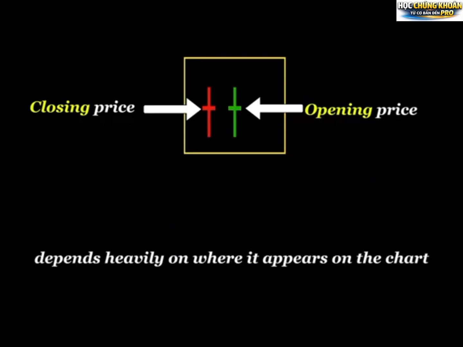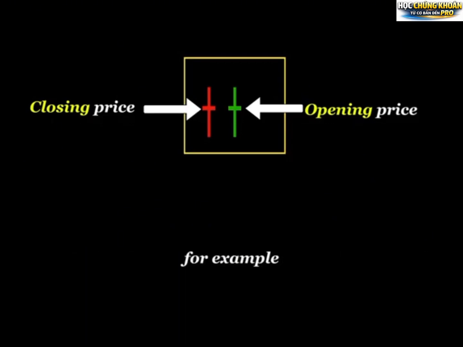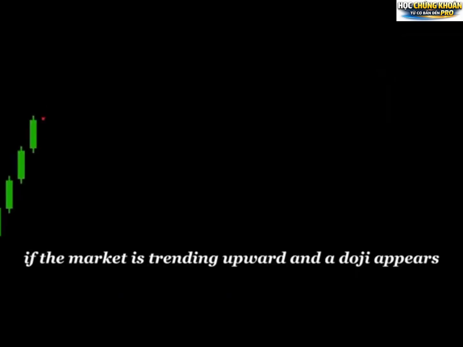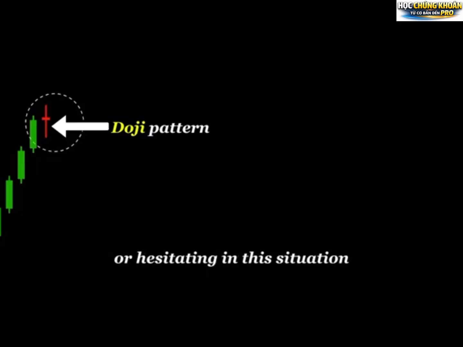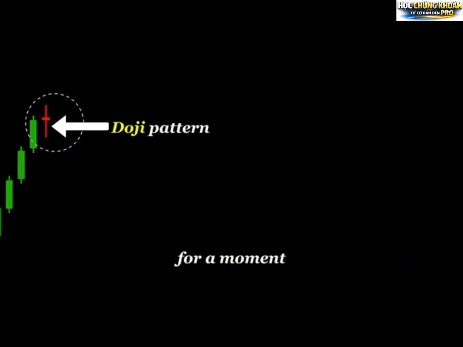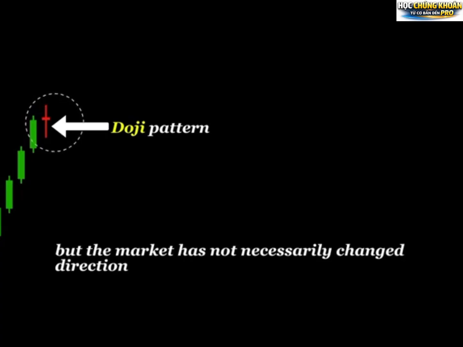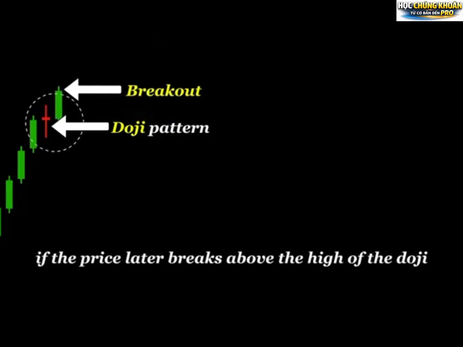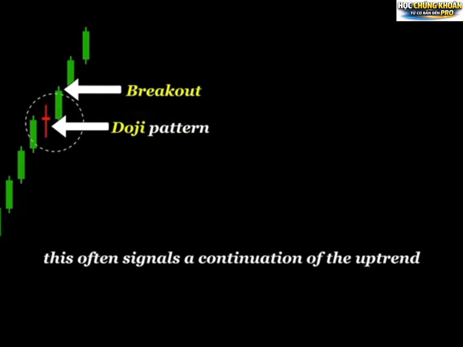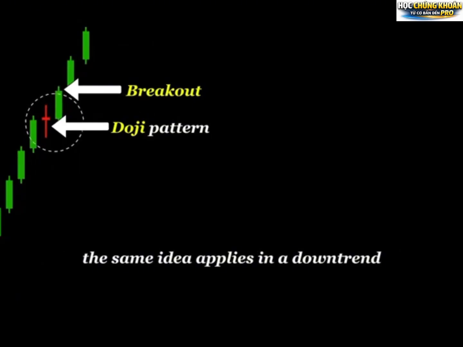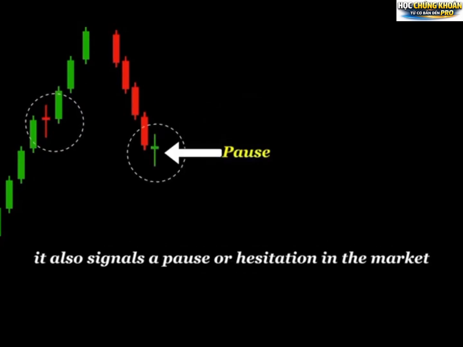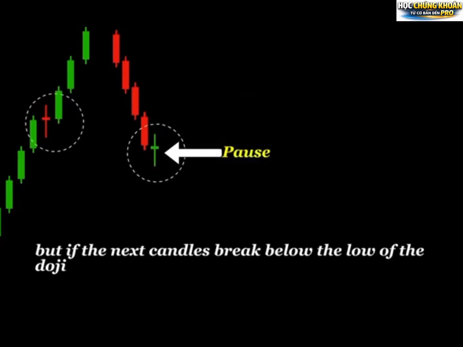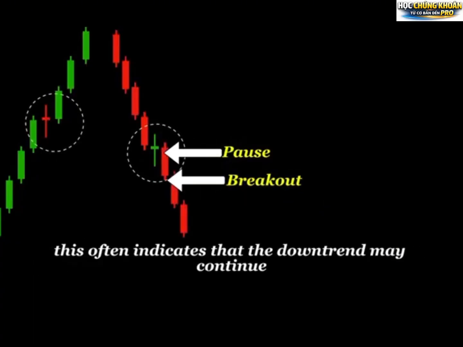But the meaning of a doji depends heavily on where it appears on the chart. For example, if the market is trending upward and a doji appears, it often indicates that the market is pausing or hesitating. In this situation, the doji shows that buyers are losing momentum for a moment, but the market has not necessarily changed direction. If the price later breaks above the high of the doji, this often signals a continuation of the uptrend. The same idea applies in a downtrend. If the market is moving downward and a doji appears, it also signals a pause or hesitation in the market. But if the next candles break below the low of the doji, this often indicates that the downtrend may continue.